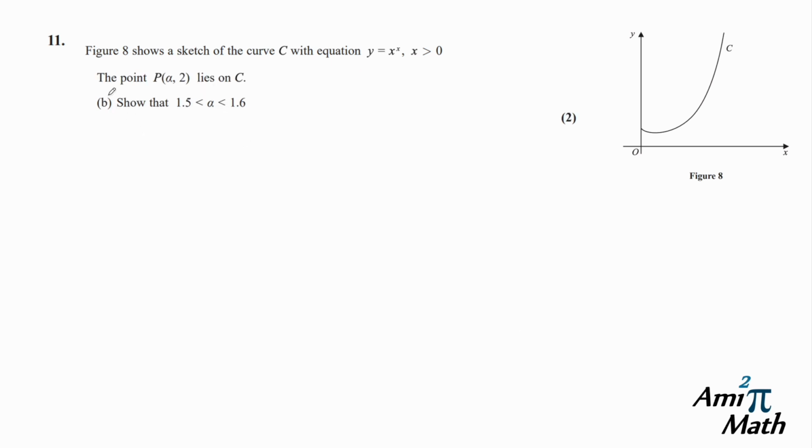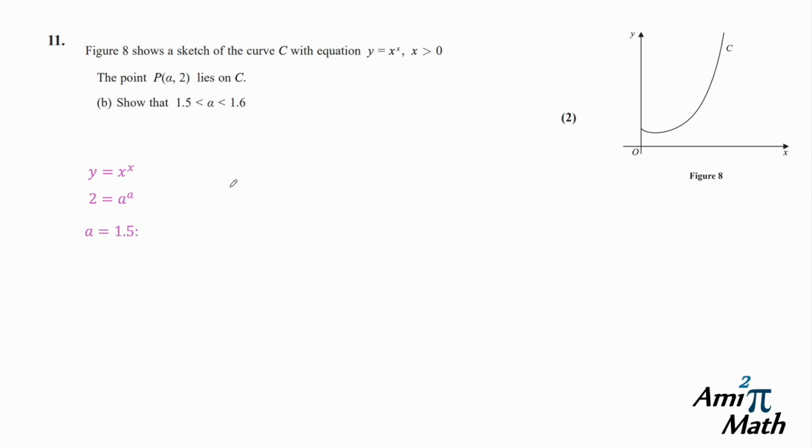Okay, the point P, alpha 2, lies on C. Show that 1.5 is less than alpha, which is less than 1.6. So you're basically showing that alpha is a root. We have our equation y equals x to the power of x, and we've got these coordinates of P here. So we can just put alpha into the x part and 2 into the y part: 2 equals alpha to the power of alpha.